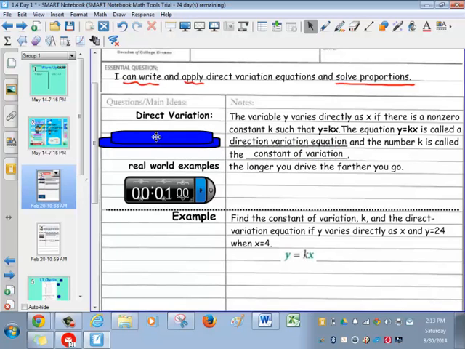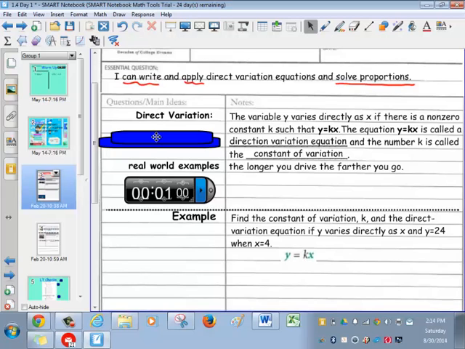And here's an example of things that vary directly in the real world. For example, one example is the longer you drive, the further you go. So there's a direct variation. As you drive longer, something else increases. You go farther, right? This is what I'm working on right now. The more I eat, the bigger I get. I gotta slow down on that one because there's a direct variation there. You can't eat so much.